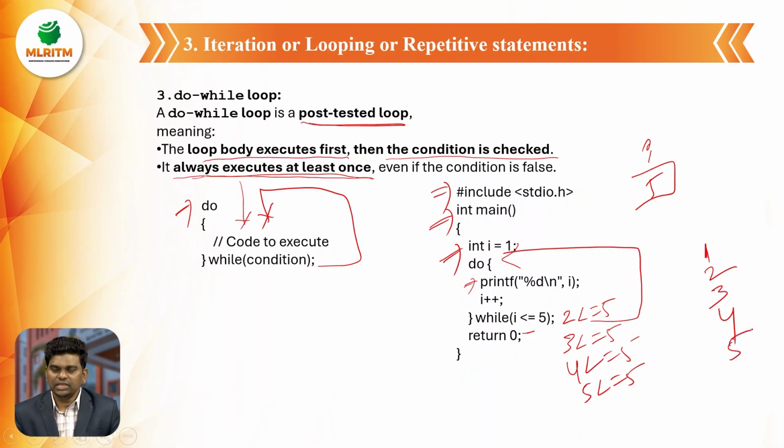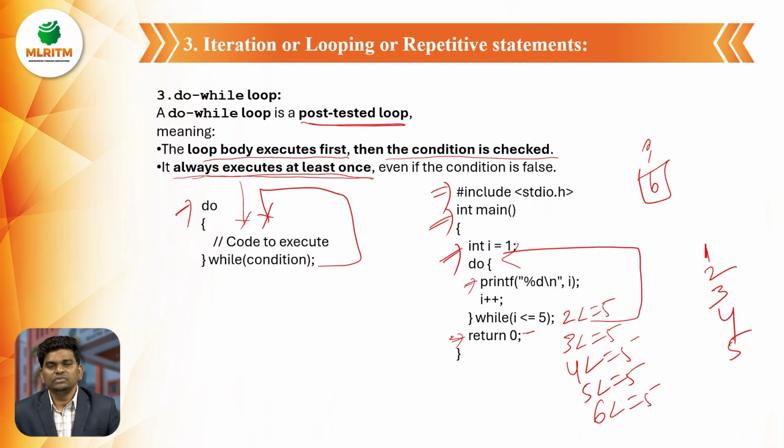Then I value becomes 6. Now check the condition. 6 less than or equal to 5. No, this is false. So it simply skips the do statement. So it goes to the next line after do while. So what is the next line after do while here? We have written return 0, which means successful execution. Then we have main close, end of the main program.